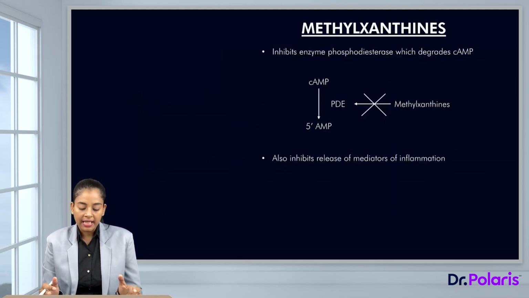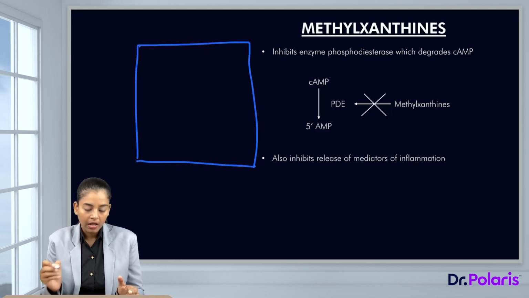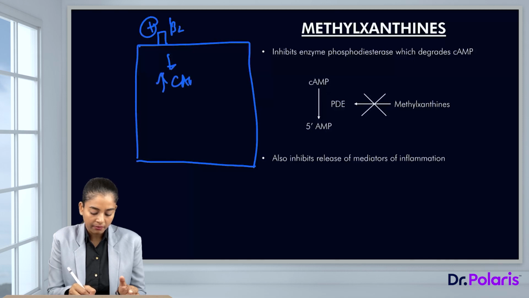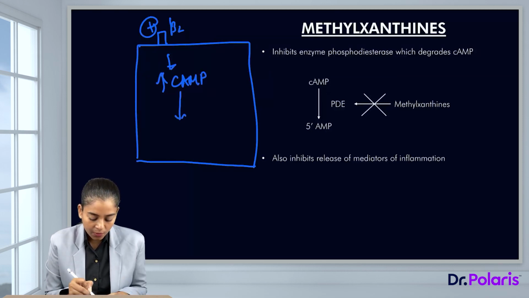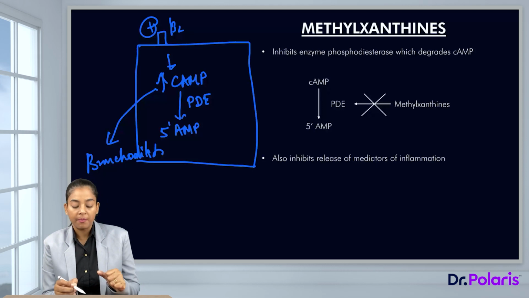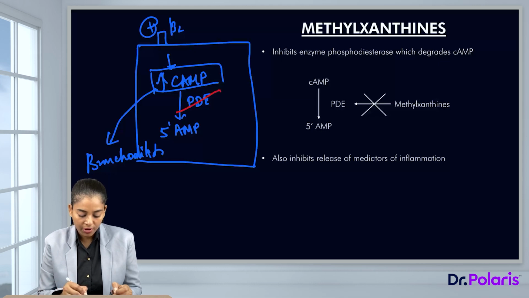The next group, methylxanthines. Now we saw, in the bronchial smooth muscle, beta-2 receptors are present. When they get stimulated, they will increase the cyclic AMP. This cyclic AMP will get degraded into 5-AMP by an enzyme called phosphodiesterase. This cyclic AMP only causes bronchodilation, right? So we want the cyclic AMP to be present. We don't want cyclic AMP to get metabolized. So these drugs, the methylxanthines, will inhibit this phosphodiesterase enzyme.